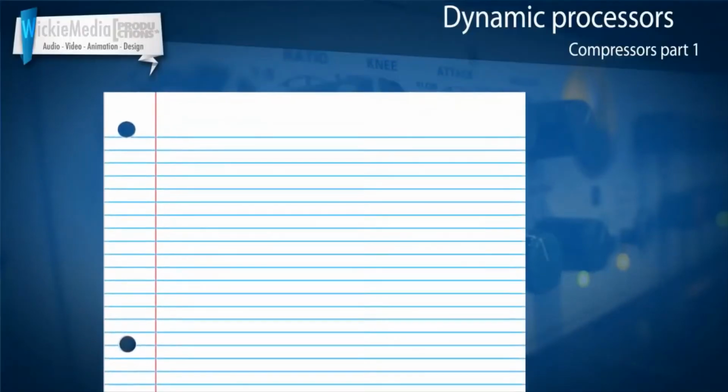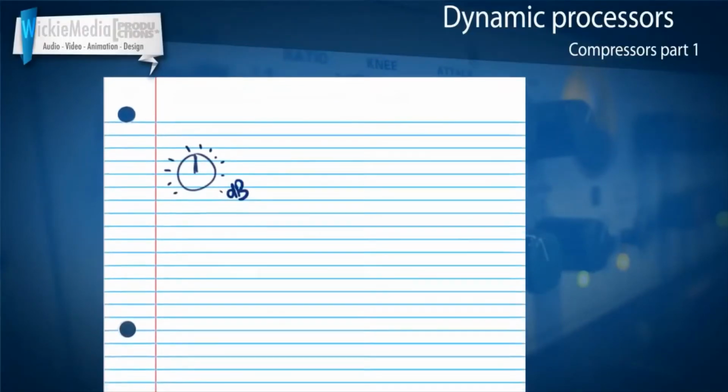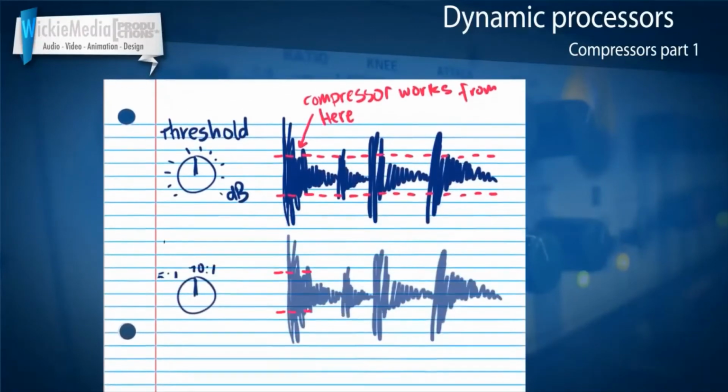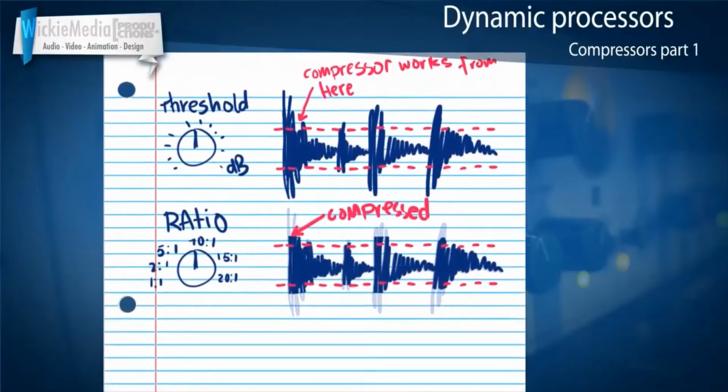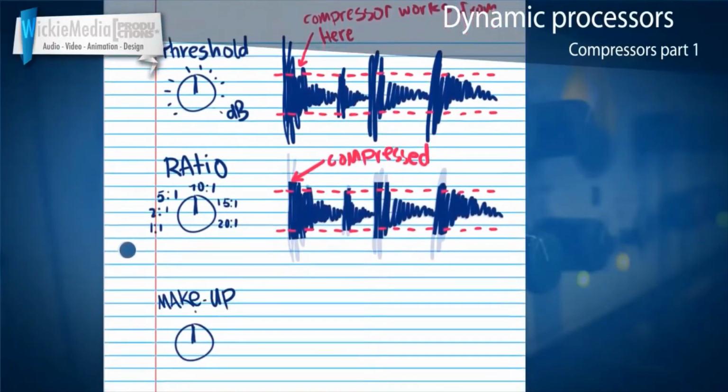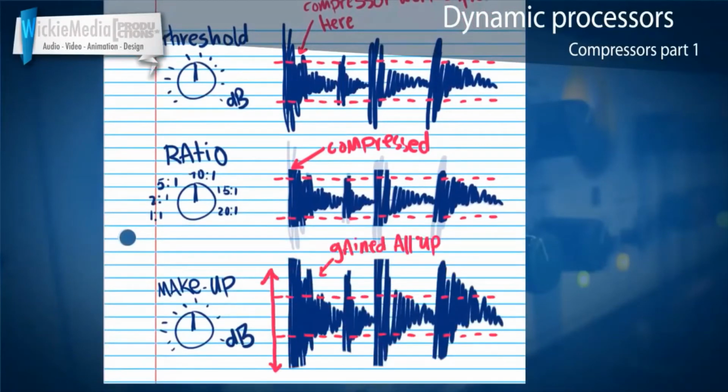We've seen the most basic controls that a compressor has. That be the threshold, which sets the level at which it starts working, and then the ratio of how hard the compressor works on the signal that needs to be compressed. And then we have the makeup gain, which compensates for the amount of compression.